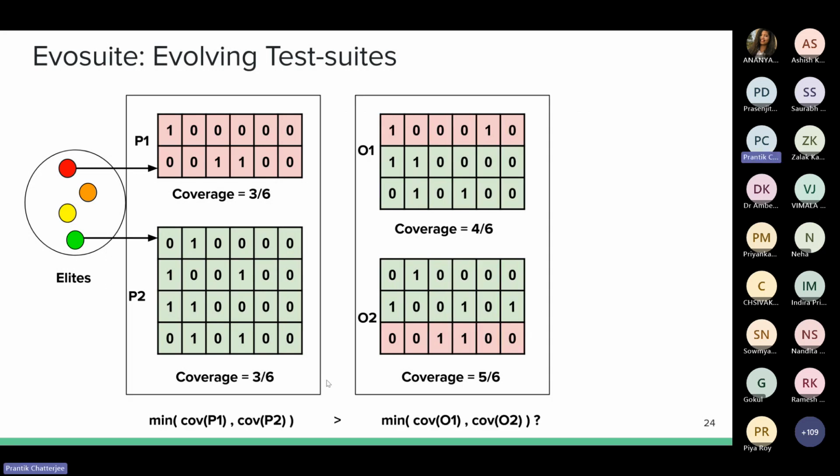So now you want to determine whether your couple of parents are better than this couple of children. The way you will do it is you try to determine whether the minimum of the coverage given by the parents is greater than the minimum of the coverage given by the children. The minimum coverage of the parents is 3 by 6, and the minimum coverage of the children is 4 by 6. So these children are better.